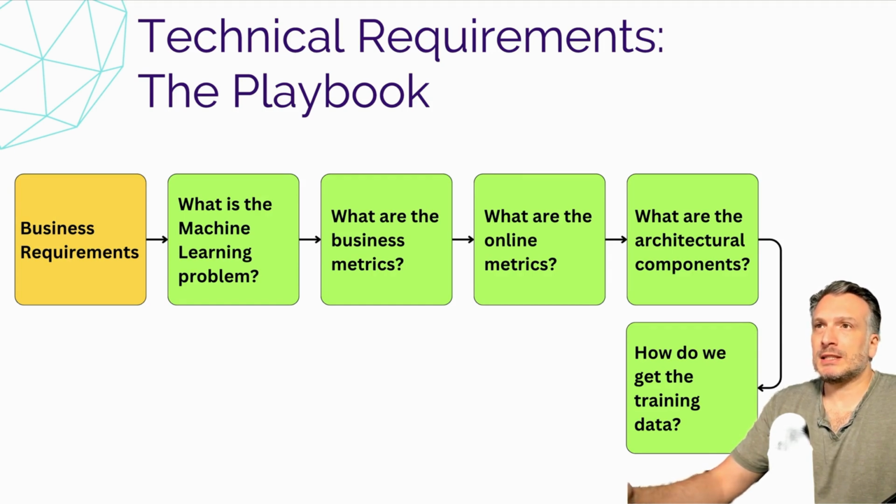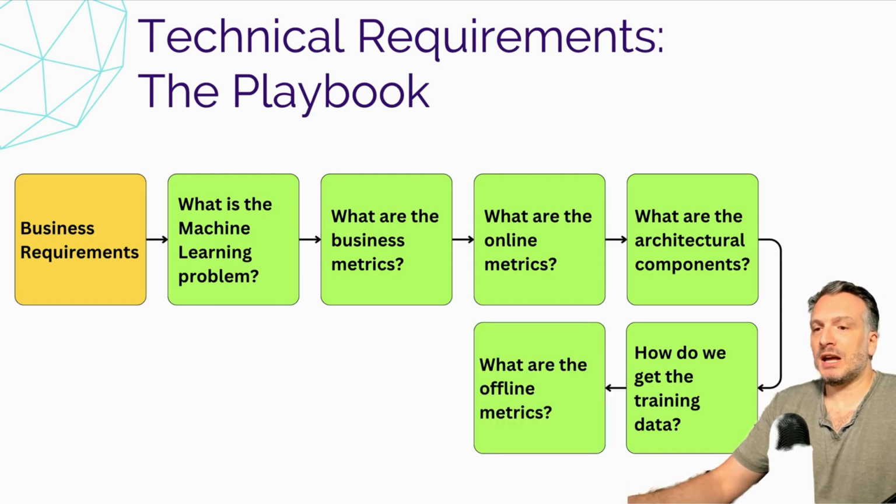What is the instance label of the training data? So there's a lot of questions that need to be answered when it comes to what is the training data. What are the offline metrics?